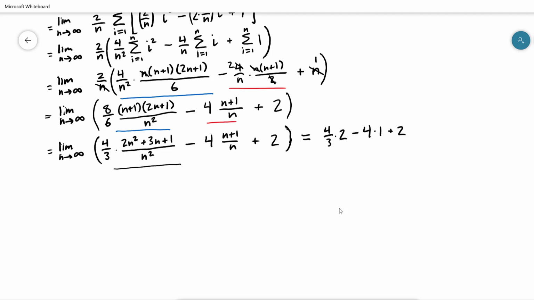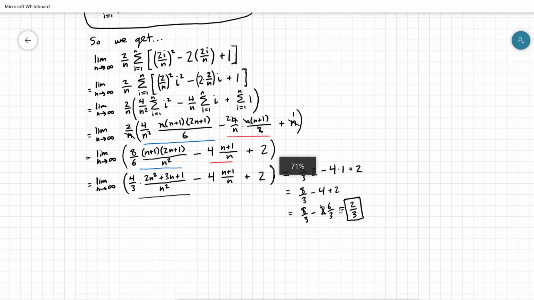So at the end of the day, the thing that we're going to get out of all of this is a big, ugly number here. This thing is going to be, what? So 8/3 minus 4 plus 2. So just 8/3 minus 2, which I could write as 6/3. So this whole thing goes to 2/3. There is our answer. Our answer to this problem, as I promised, is just a single number.